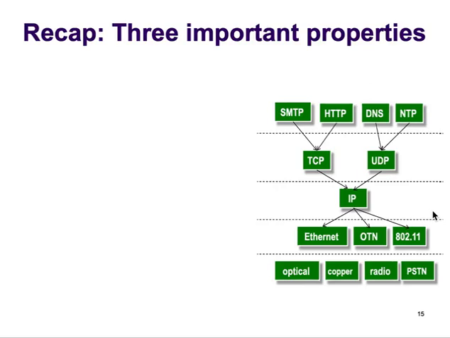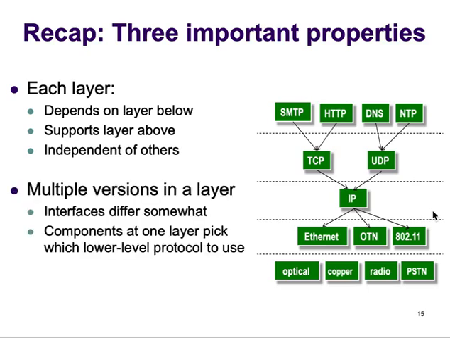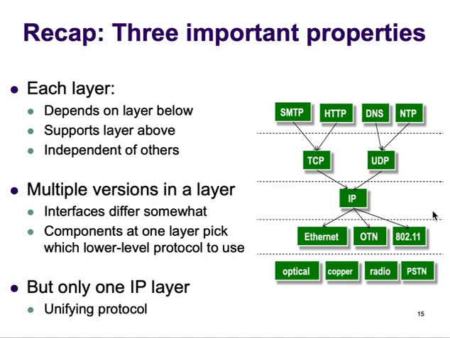Okay, so recap, 3 important properties you should remember of layering. Each layer depends on the layer below. What that means is it uses the interface or the functionality provided by the layer below. And at the same time, it implements an interface or functionality that is useful to the layer above. It only interacts with the layer above and the layer below. So that's strict layering. And you can have multiple versions in a layer. We talked about that at length, but only one IP protocol. That's the only protocol at the network layer.